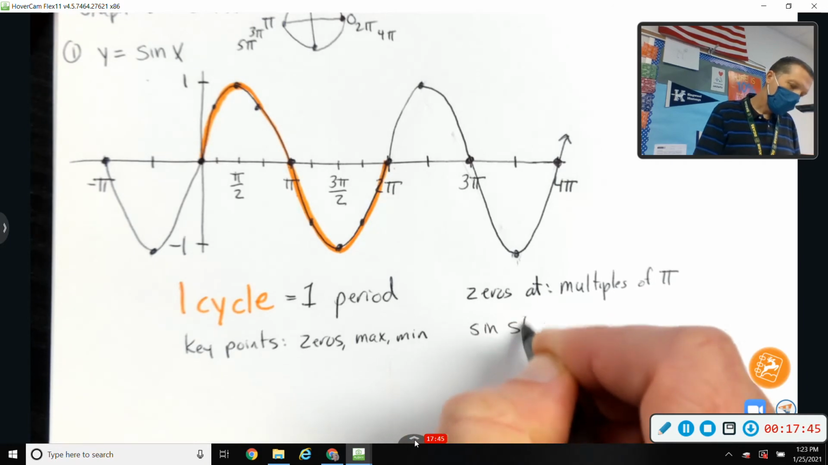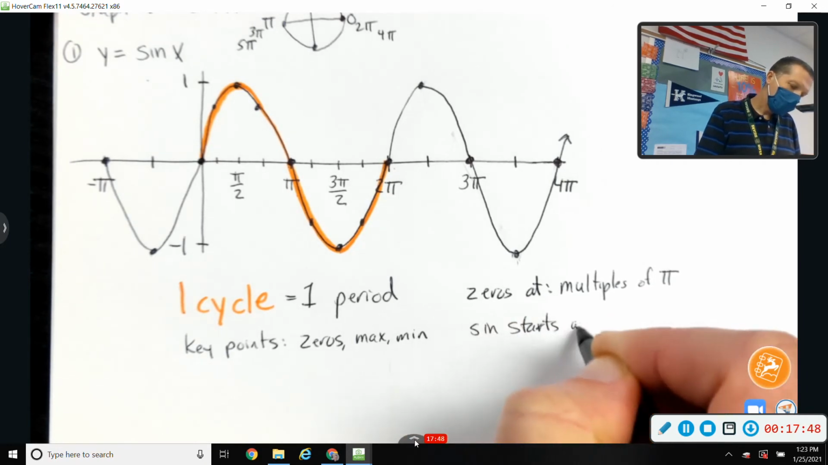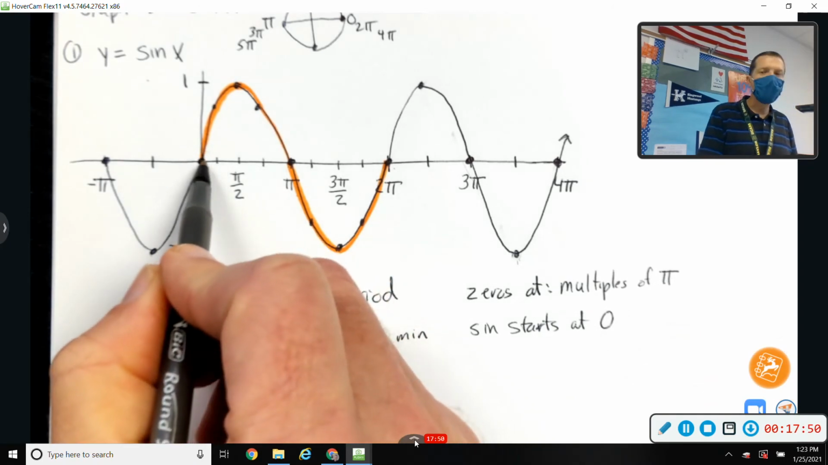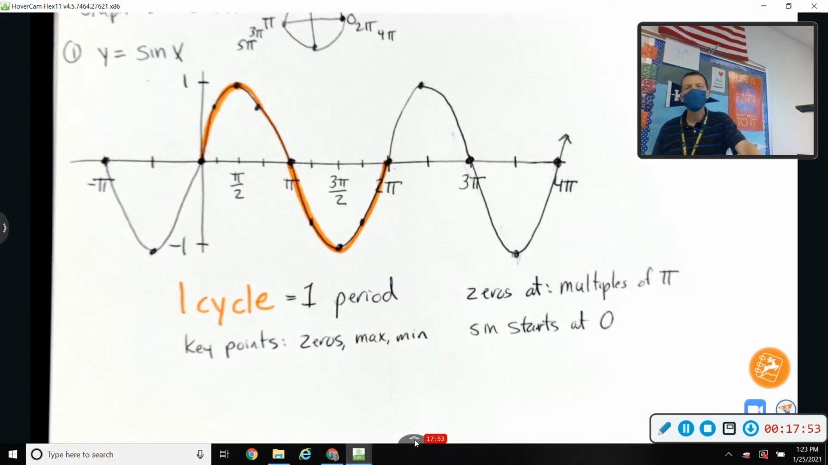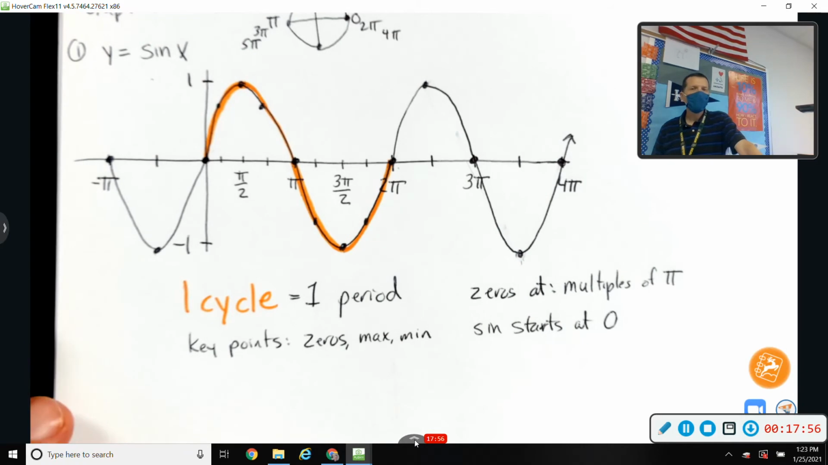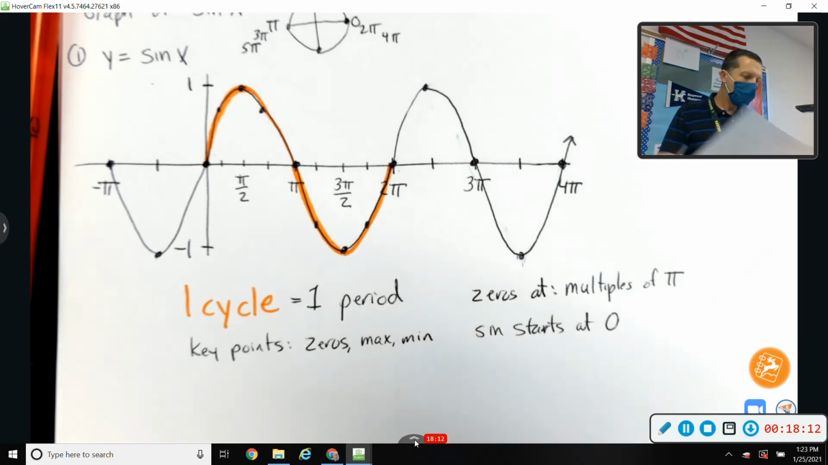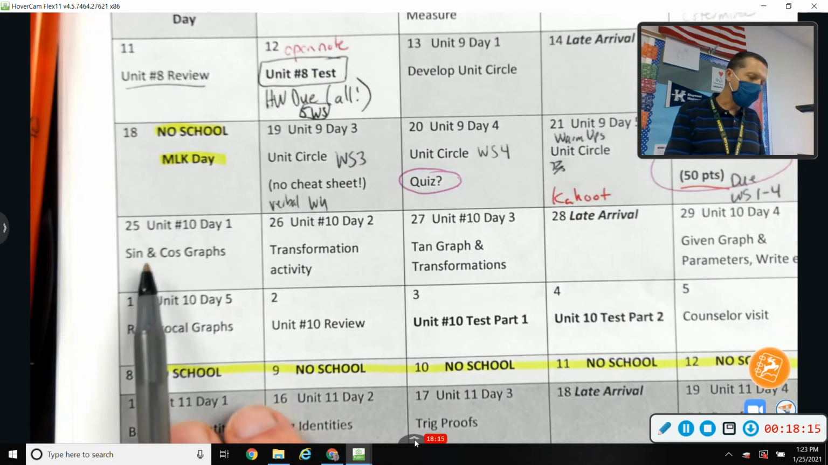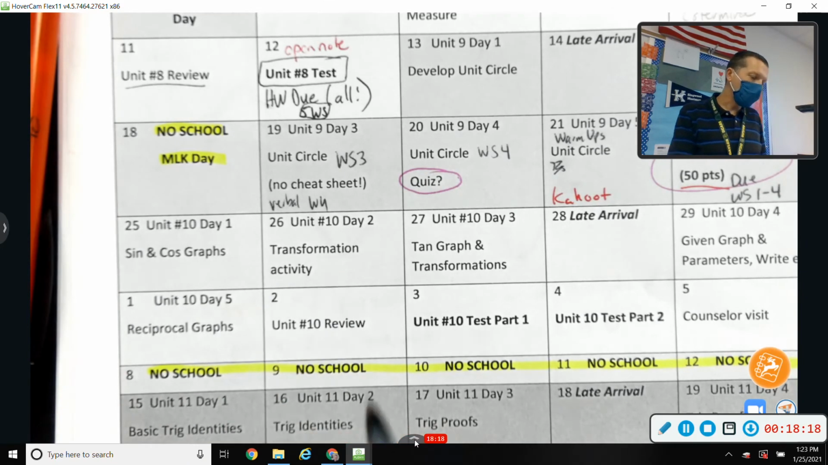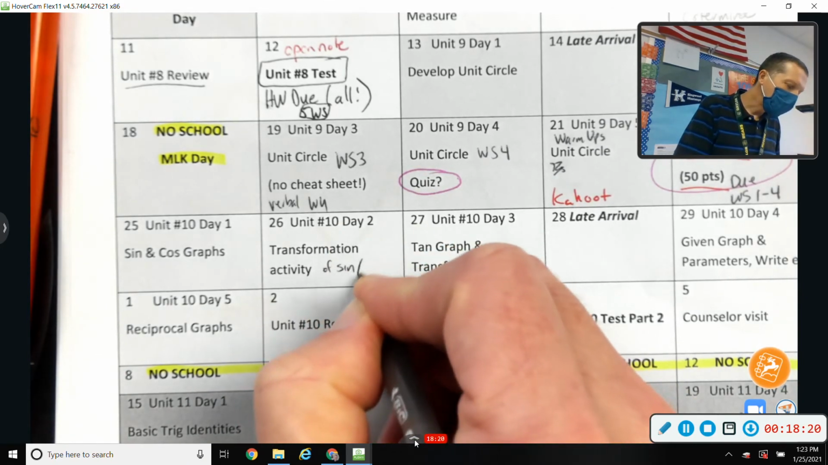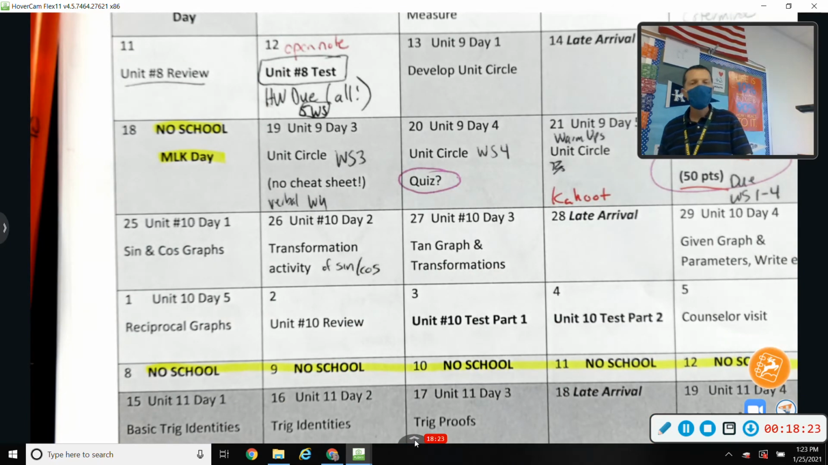And then sine starts at 0. This will make more sense when we draw cosine, and it doesn't start at 0. So that's our sine graph. We got to know that. Again, it's not going to happen automatically for you, but as you look at the calendar, today is sine and cosine graph. Tomorrow is transformation activity of sine and cosine. So you'll get more familiar with it tomorrow as well.